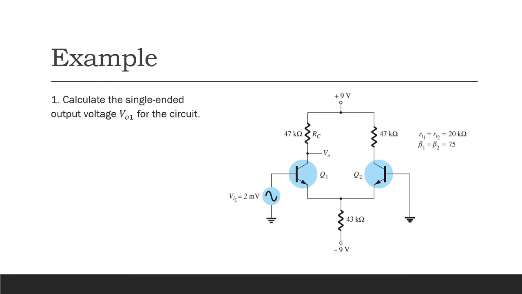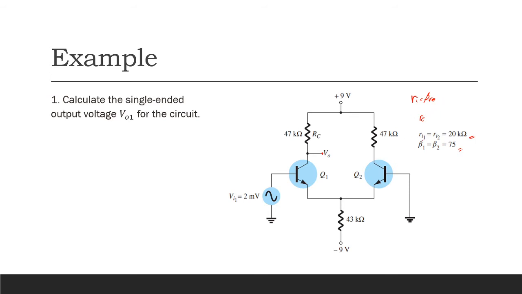So, ito, example. Calculate the single-ended output voltage, V out 1, for the circuit. So, we are asked to get V out 1. Take note, given sa atin yung R in, that is 20 kiloohms, and beta is 75. Now, ano yung good news dito? The good news is you no longer have to solve for RE kasi given na sa atin yung value ng RE. Remember na ang RE natin is equal to beta times re. So, hindi na natin kailangan mag-DC analysis.